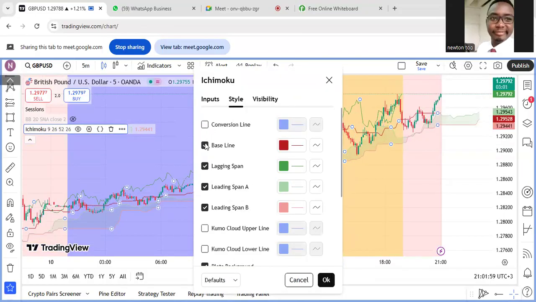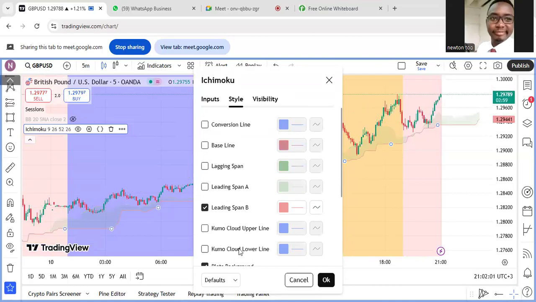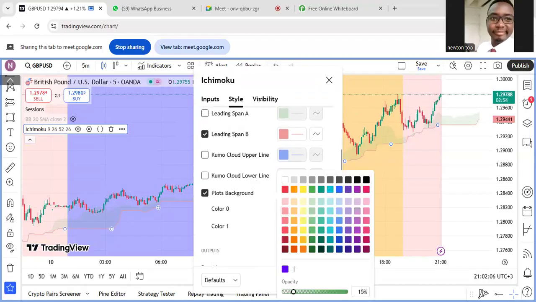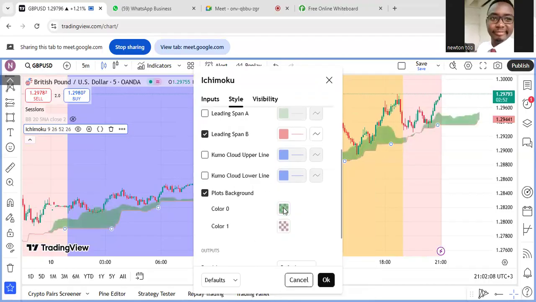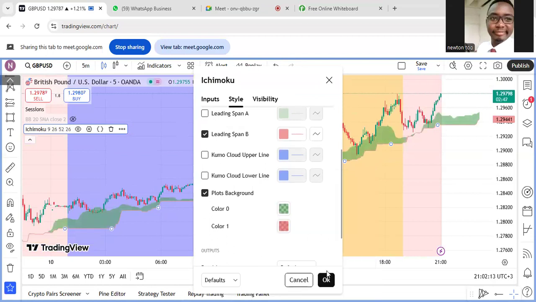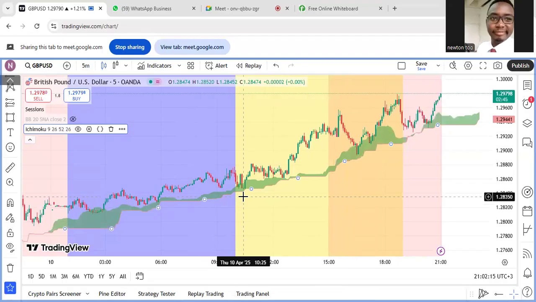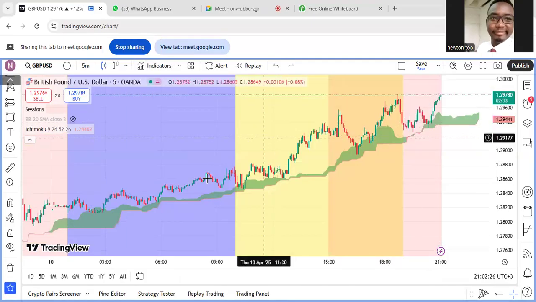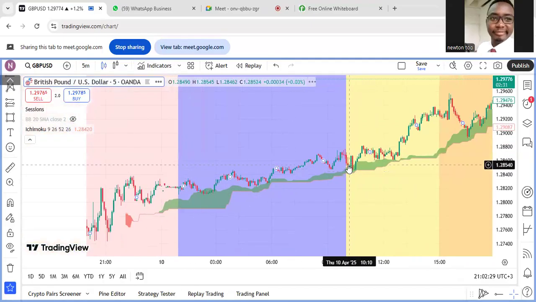So let me hide the lagging span and everything, and remain with the cloud only. Let me increase the opacity of this one and this one. If you want to have Ichimoku on your platform, you just click on indicators here, then click Ichimoku, then hide everything and remain with the cloud. Today the market was just trending.